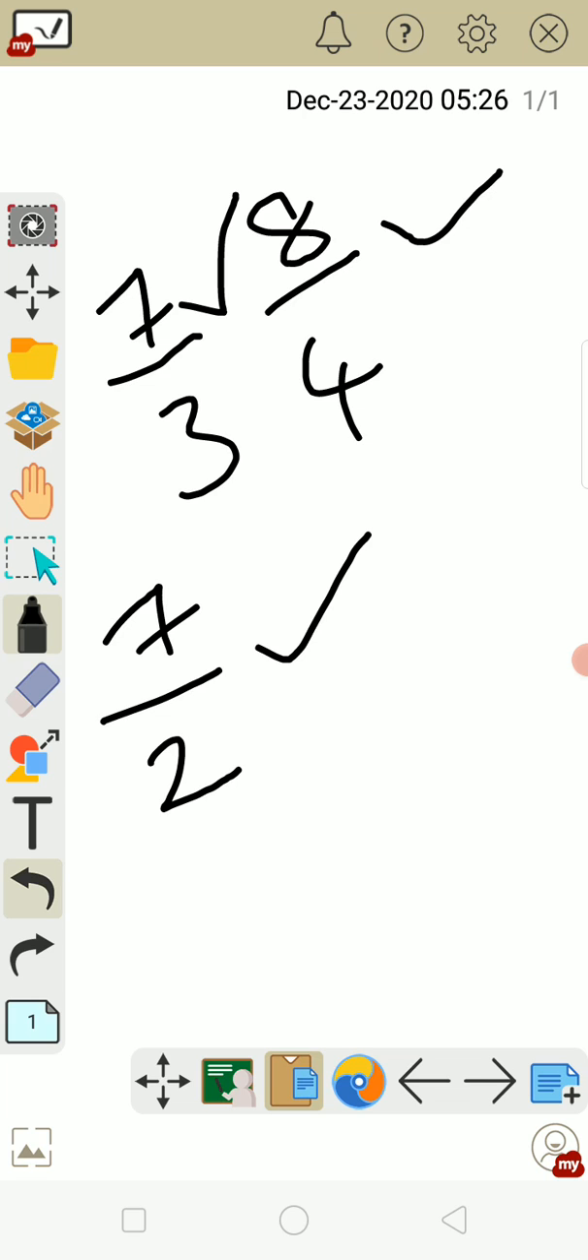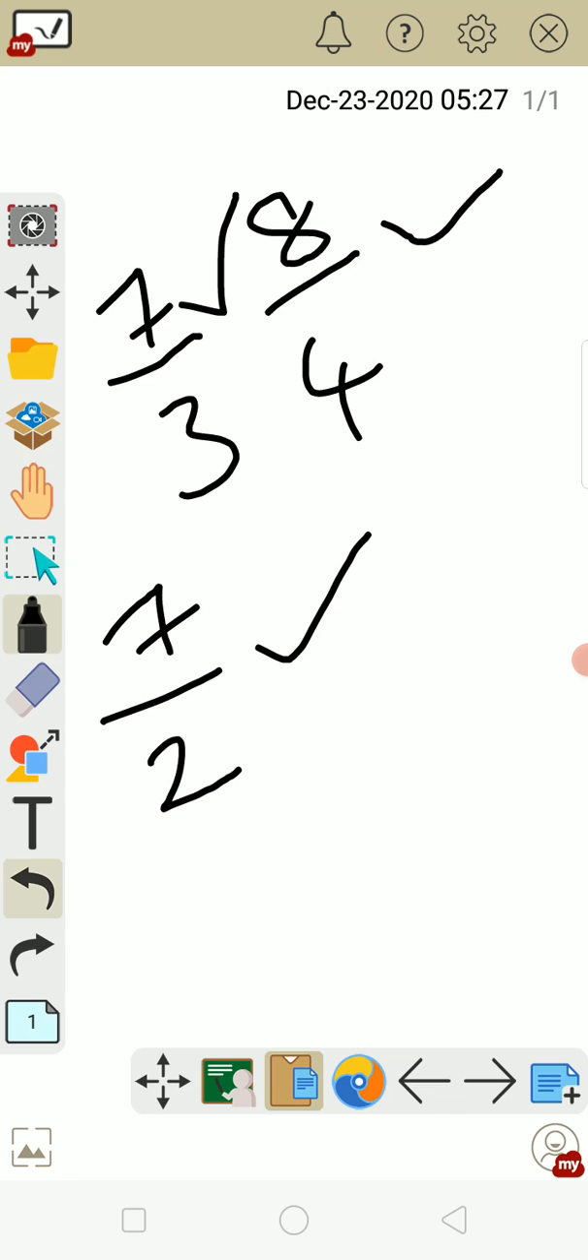These kinds of fractions we need to write as proper fractions. How will we write them? Using mixed fractions. So we need to convert the improper fractions into proper fractions, and for that we need to convert them into mixed fractions.